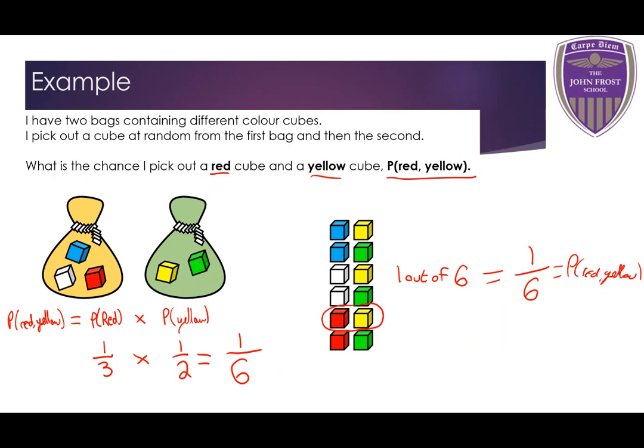Now we've been using the visualizations to sort of prove to us that this is what the probability is of these combined events. But now let's leave the diagrams and let's trust the numbers, okay? Let's have a go at this.